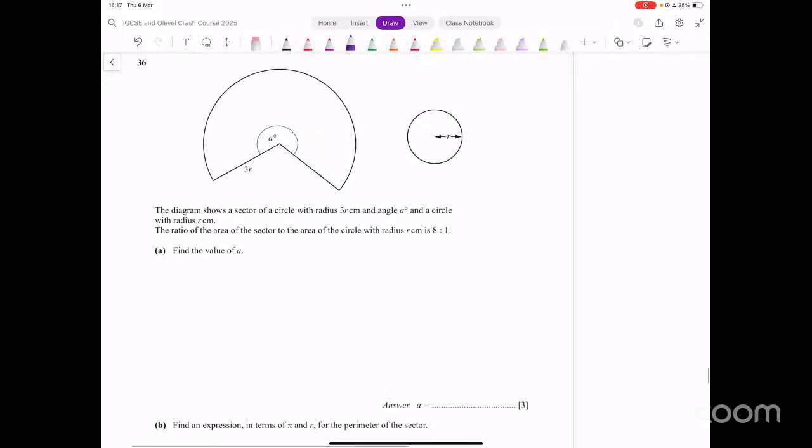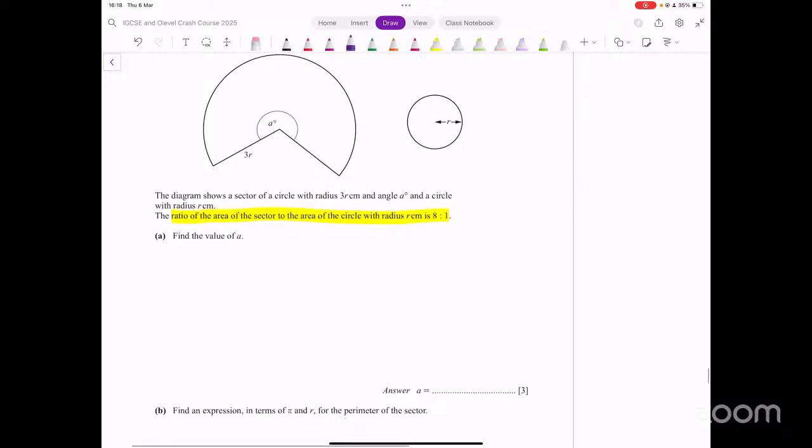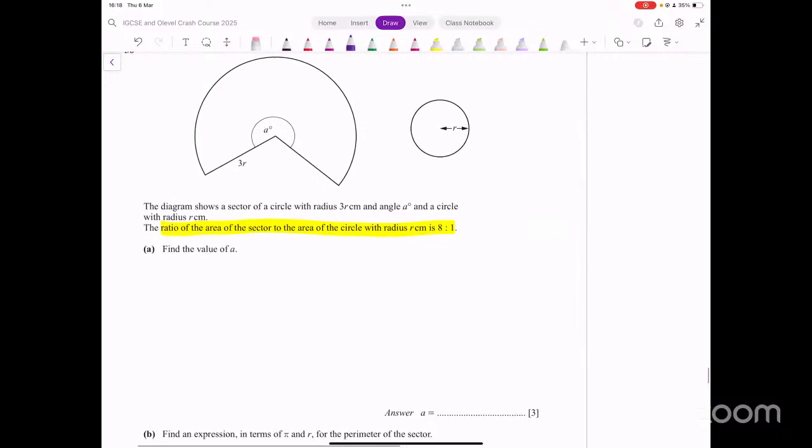The diagram shows a sector of a circle with radius 3r centimeters and angle A, and a circle with radius r centimeters. The ratio of the area of the sector to the area of the circle with radius r is 8:1. Find the value of A. Okay. We have the ratios of the areas. Remember, these are not similar figures, so we can't use those similar figures ratios.